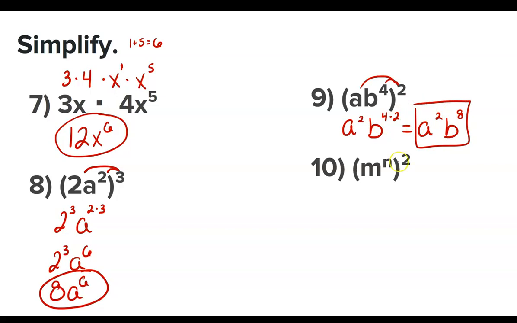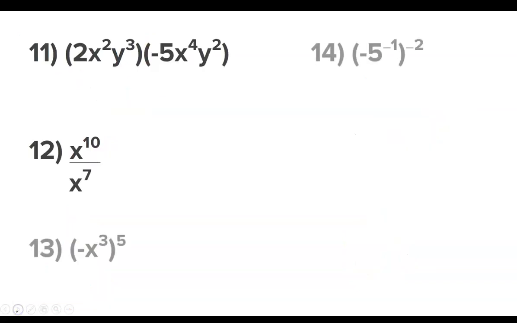For number 10, the only thing that's changing here is we have a letter as an exponent. That doesn't change our property. So we'll multiply n times 2, which is just going to be equal to 2n. Okay, so I like the problems with the letters and the variables because you can't do them in your calculator, if I'm being honest with you. So you need to know your exponent rules to simplify.